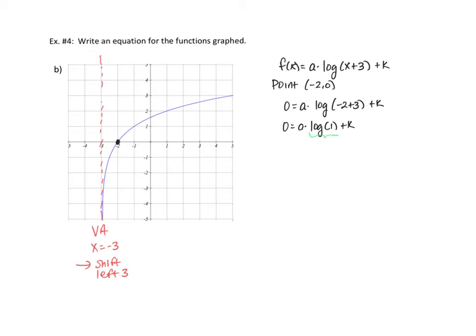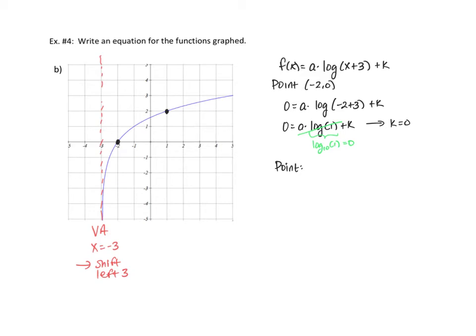And so here, log base 10 of 1 is equal to 0 because 10 to the 0 power would give us 1. But a times 0 means that piece is going to drop out. So on this particular function, k is equal to 0. So it means that we don't have a vertical shift of any kind. So now let's find another point on our graph, see if we can find our leading coefficient of a.